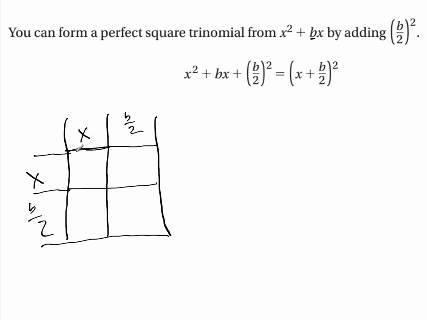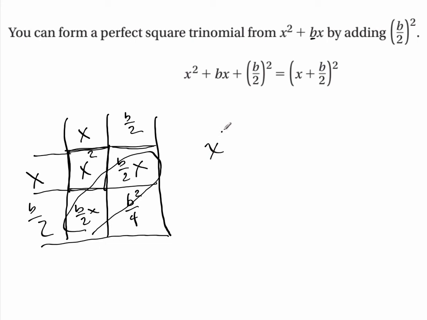This square right here is x times x, or x squared. This square right here is b over 2 times x. This square right here is b over 2 times x. And this term right here is b squared over 4. So when I add these, I get x squared, b over 2 plus b over 2 is just bx, plus b squared over 4. Now I can rewrite b squared over 4 as (b over 2) squared.